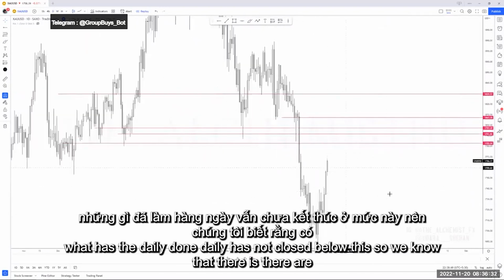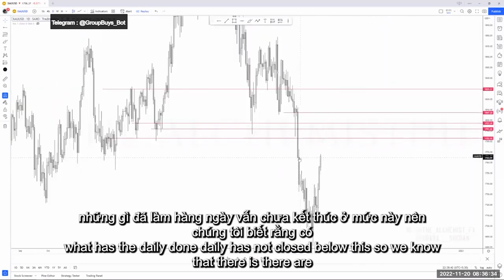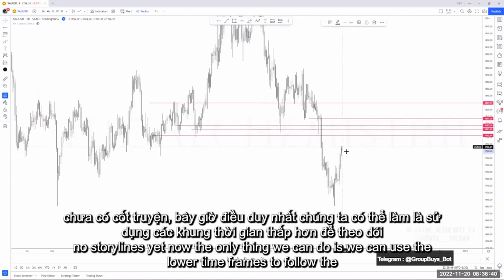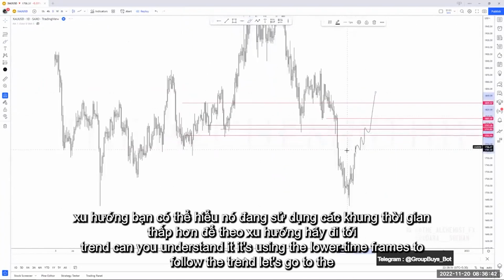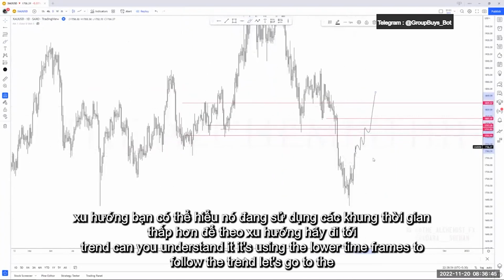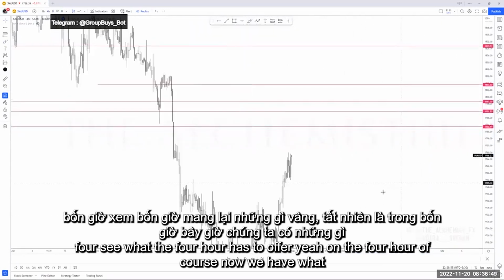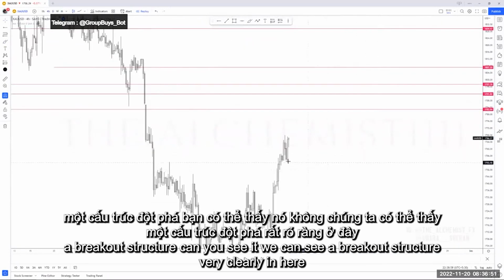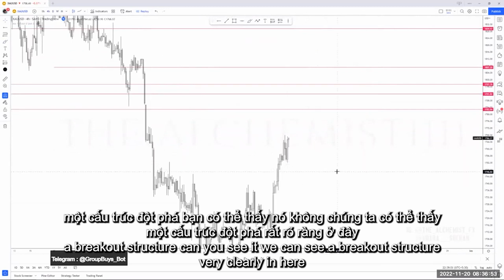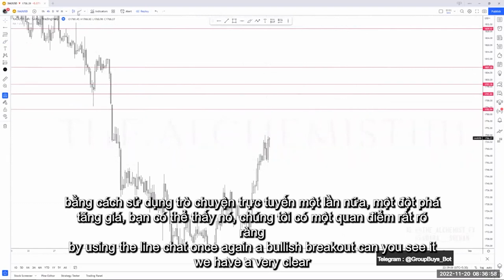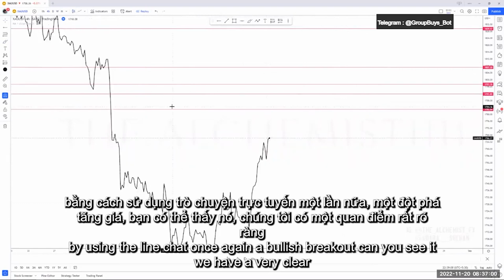So let's see what the daily has done. Daily has not closed below this, so we know that there are no storylines yet. Now the only thing we can do is use the lower time frames to follow the trend. Let's go to the 4 hour and see what it has to offer. On the 4 hour, we have a breakout structure. We can see it very clearly in here. If I use a line chart, once again, a very clear bullish breakout.